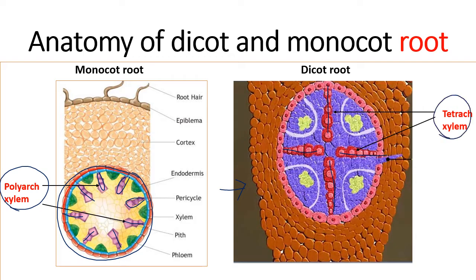So among dicots, it may be triarch or it may be tetrarch, but apart from this there is no possibility. But if you look here, this condition is polyarch. So this is the difference in dicot and monocot roots.